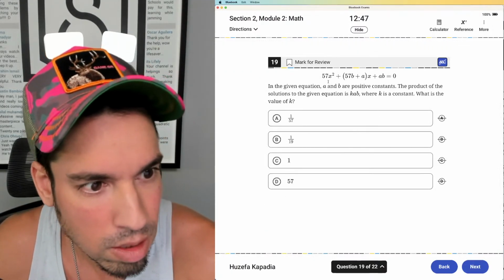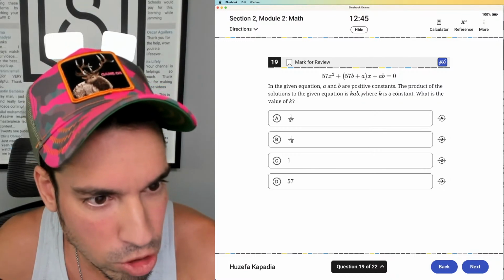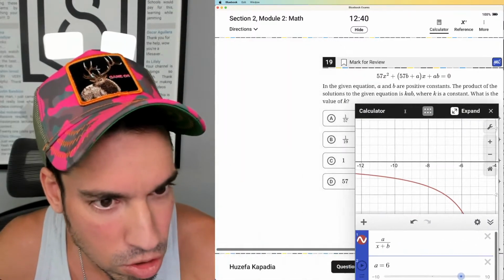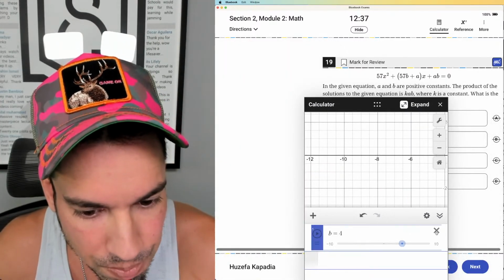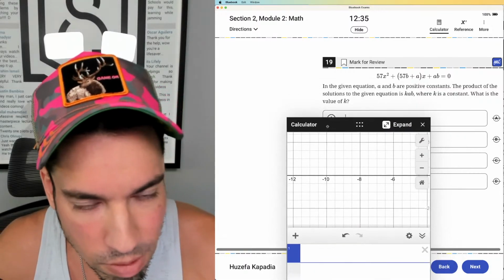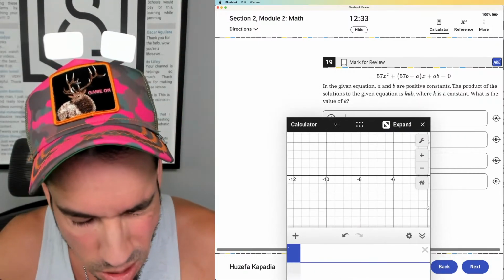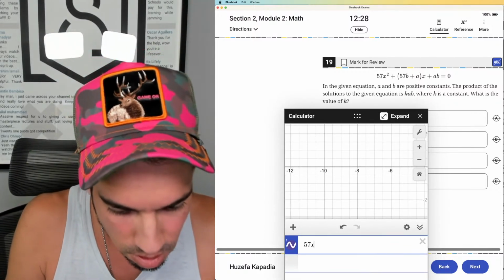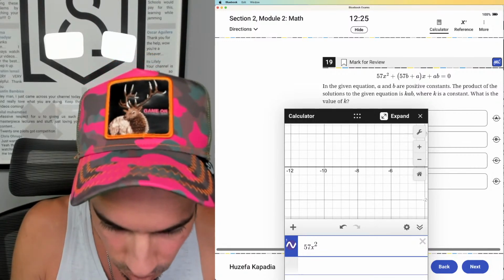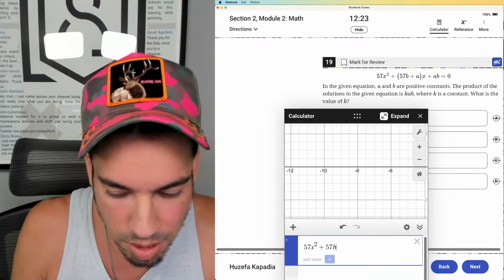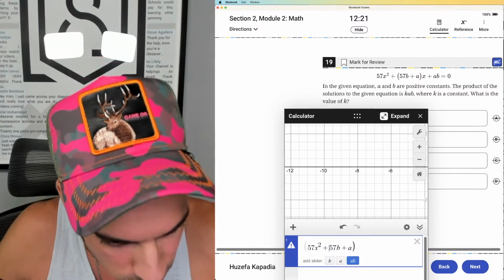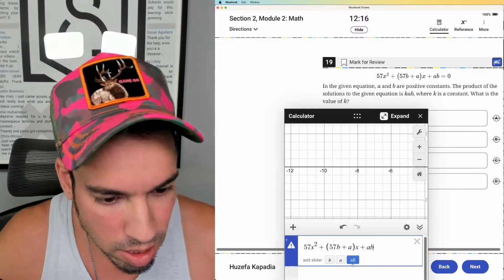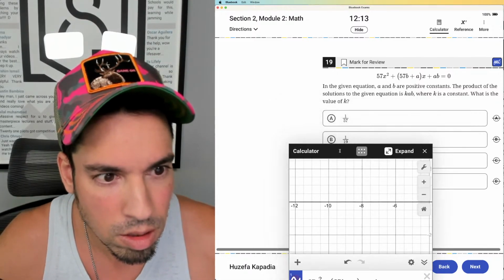Next, 19. In the given equation, a and b are the solutions of the given equation, k times a times b. Let's see if we can do this. I'm not sure, to be honest. Let's just try it. If I was doing a problem like this, we have our formula for the product of solutions, which is c over a, but we're going to pretend we don't know that. So 57x squared plus (57b plus a) times x plus a times b, and we'll add sliders.